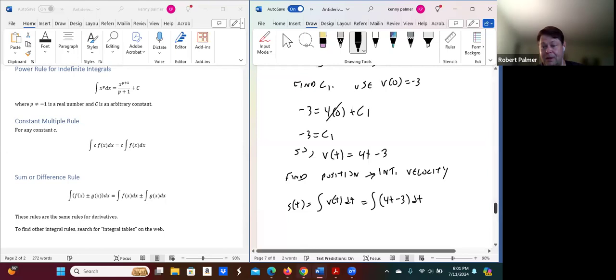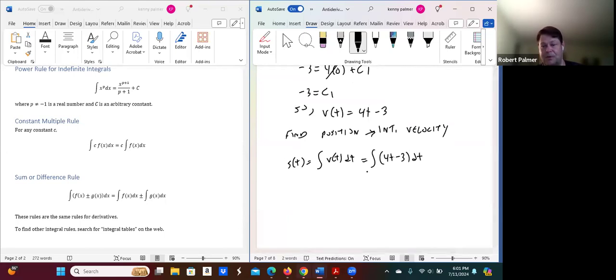And now we know how to do that. We practiced with that, use our rules. We can break this up into two integrals. Integral of 4t dt minus, and once again, be careful that the order is important. This is a minus. The integral of 3 dt. Okay, now the constant here can come out front, and so it's going to be 4 times the integral of t dt minus 3 integral of 3 dt.